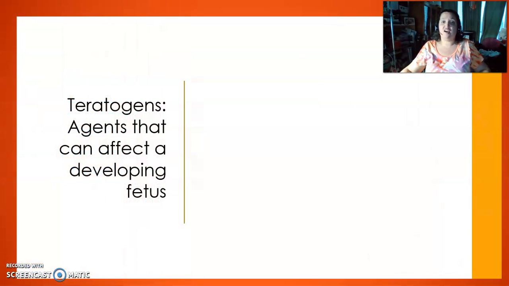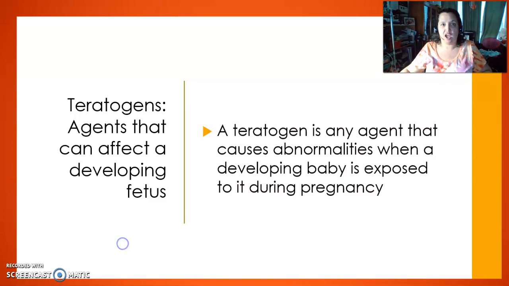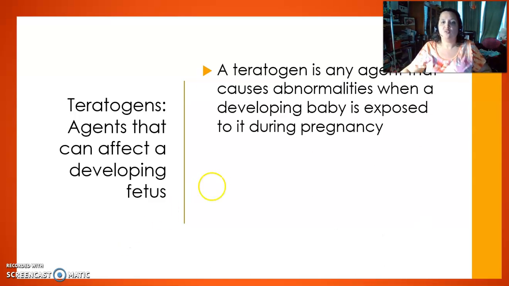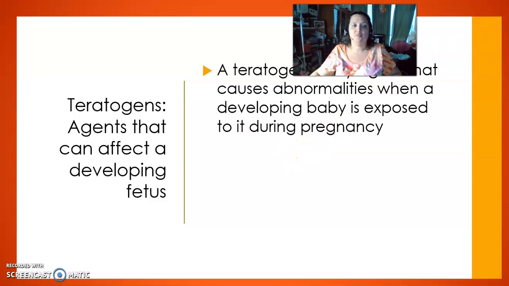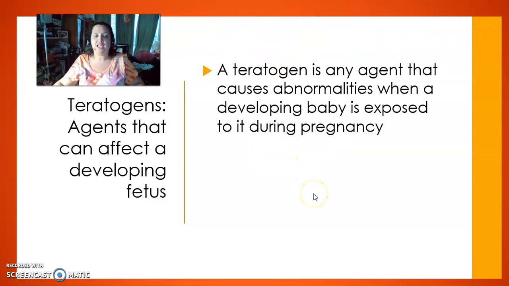So something we need to talk about is what can affect a developing fetus. And that's something called a teratogen. These are agents, they can be chemical, they can be medical, but they are somehow agents that can affect the development of the child in the womb. A teratogen is any agent that causes abnormalities when a developing baby is exposed to it during pregnancy. And it can come from food, it can come from all manner of locations.